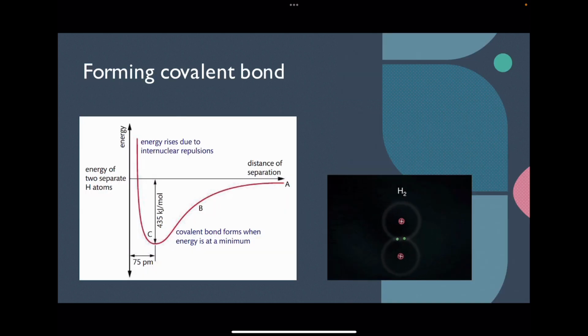Here is how we can visualize the formation of a covalent bond, in the example of a single covalent bond forming between two hydrogen atoms. As the atoms get closer and closer together, each nucleus starts to electrostatically attract the other atom's electron. The covalent bond starts to form, and energy is therefore released.